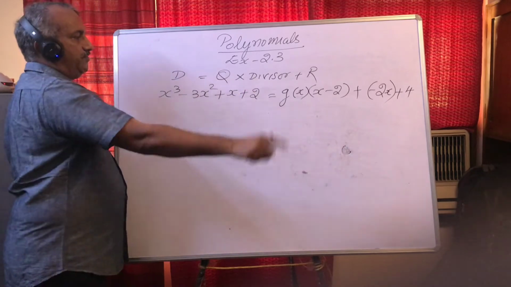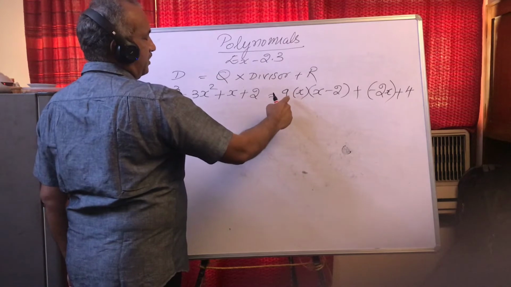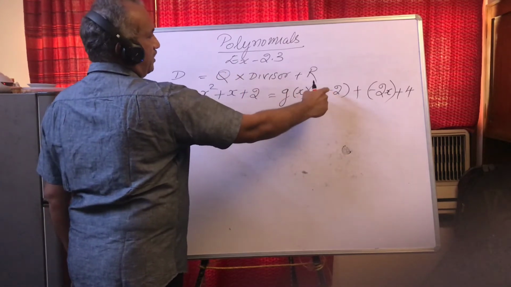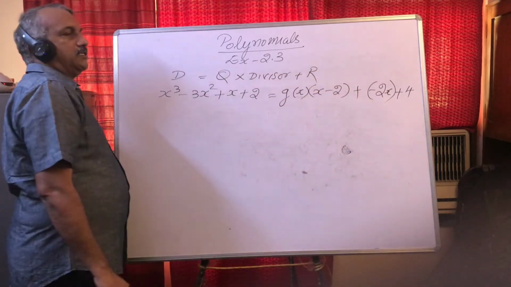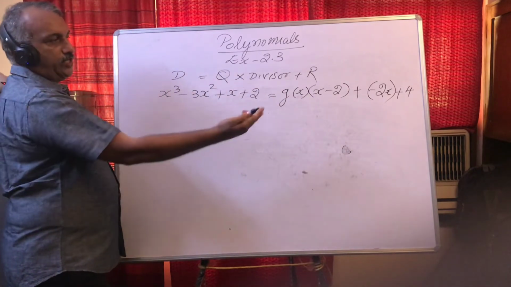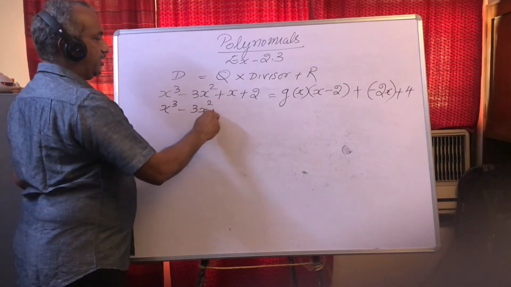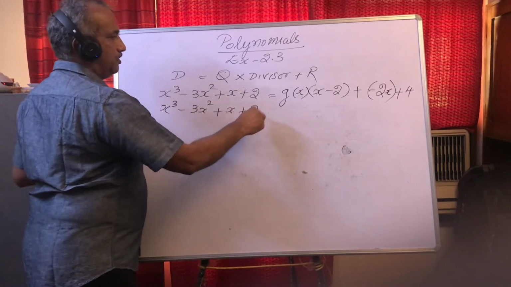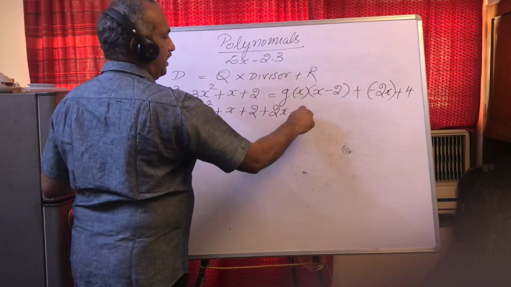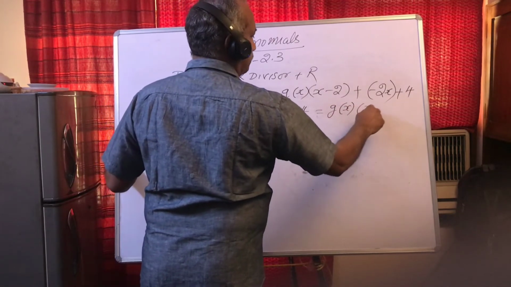Now whatever we have, we write in the place of dividend this one, and in the place of divisor we have to find out, it is given as g of x, then quotient is given x minus 2 and remainder is given minus 2x plus 4. So what I am going to do, first I am going to take this minus 2x plus 4 to this side. So x cube minus 3x square plus x plus 2, minus 2x plus 2x and plus 4 minus 4 is equal to g of x into x minus 2.